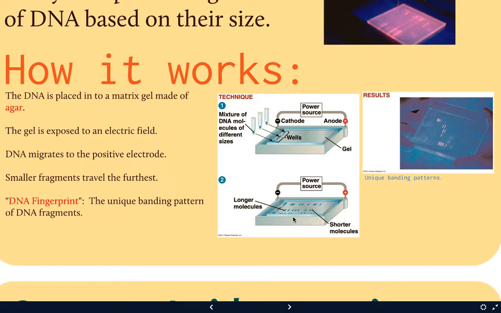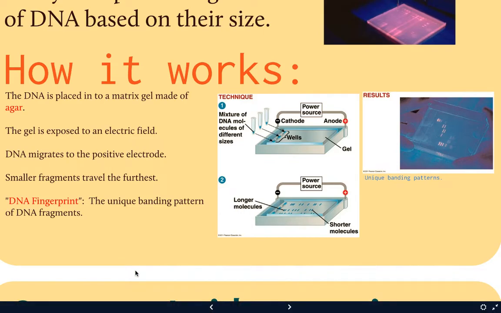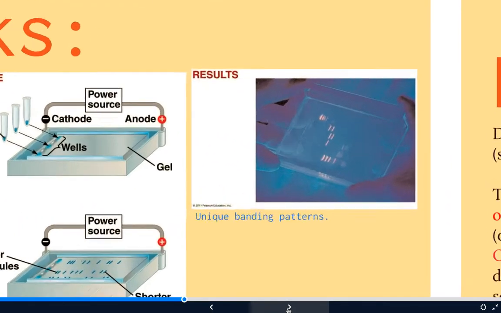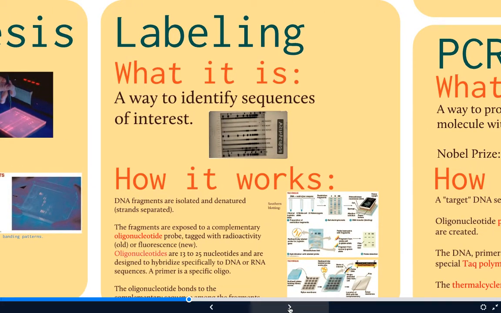that we can see. And that pattern, right, each of these represents DNA sequences, shows us the DNA fingerprint or the unique banding pattern of DNA fragments. An actual gel has to be put under some light so that you can see those DNA bands. And so wherever it lights up, that tells us that DNA is in there, and then you can see the unique patterns that show up. All right, so labeling is the way to identify those sequences of interest.